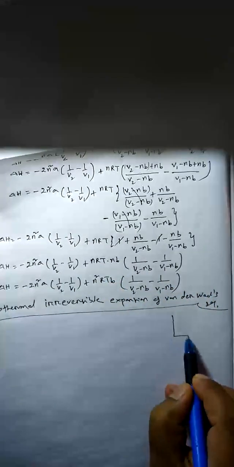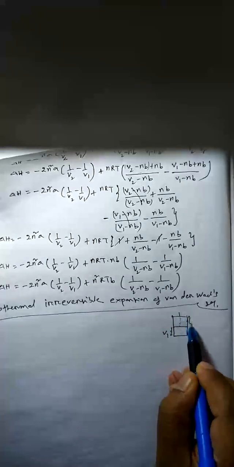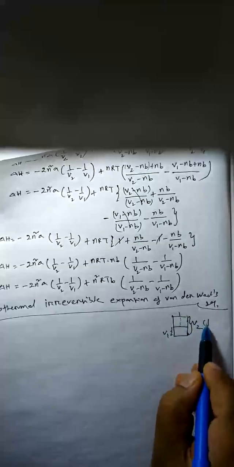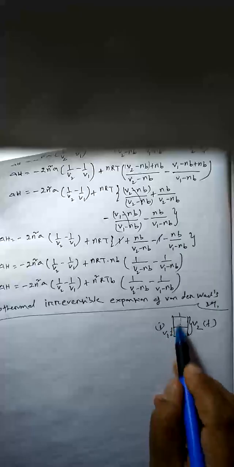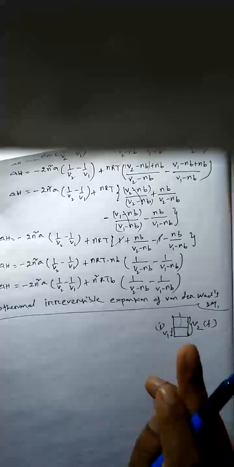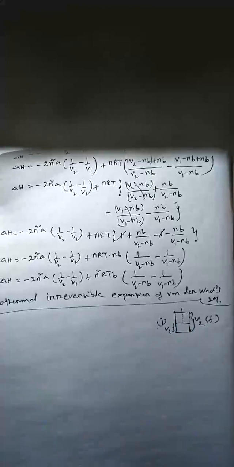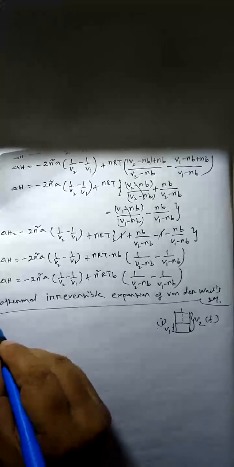The gas will expand. That means this is V1, the initial volume. But when it undergoes expansion, this piston will move upwards to this position. This is equal to V2. So this is the final volume, and this is the initial volume. So initial to this is called expansion. That means work done by the system. So we will again derive the expression for W.